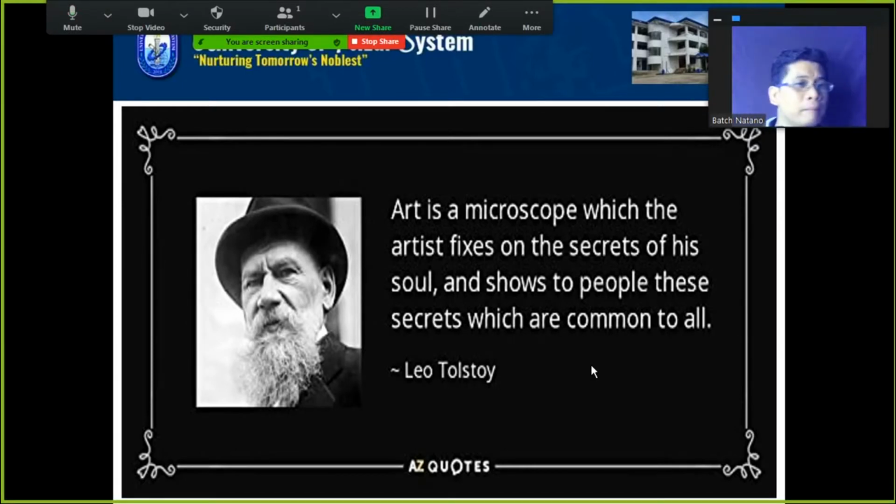Meron tayong nakikita na maganda doon which might not be seen by the other people. Hence, there's always a tendency of differing views, differing opinions, differing appreciation of a certain work of art. Hence, there's always a tendency that one person may like and the other person may dislike this particular work of art.